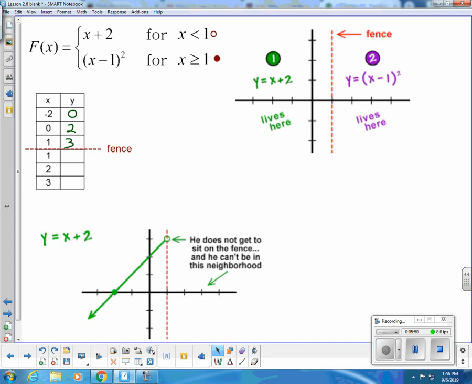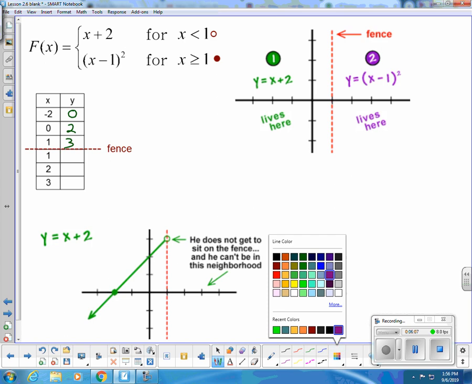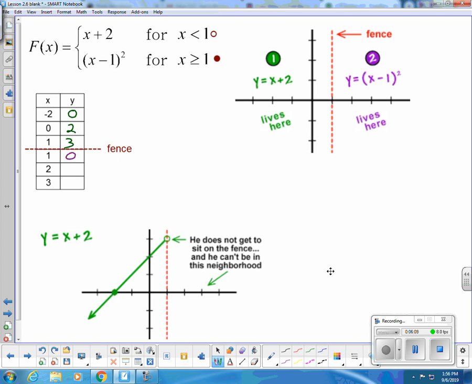So I have an open circle on my fence, and then it continues forever, because it just says less than 1, it doesn't say in between 2. So you want to include that line going on past that with an arrow. Okay? On the other side, the purple guy, he's going to start at 1 and 0.